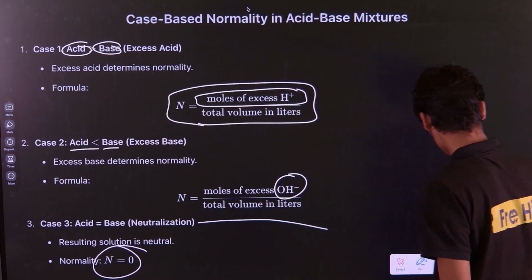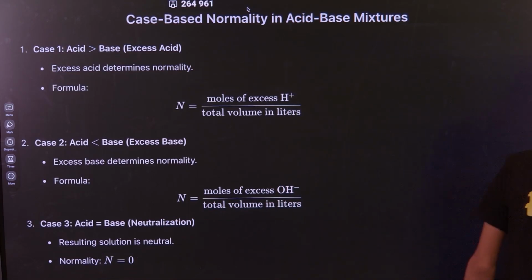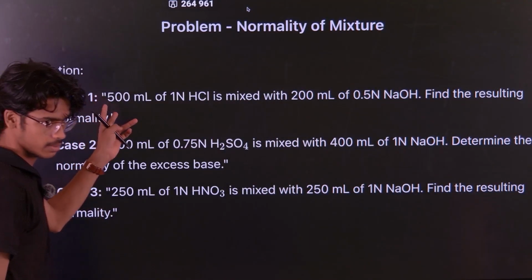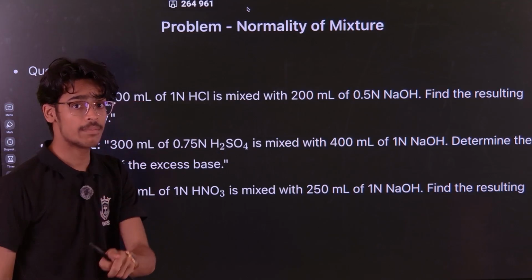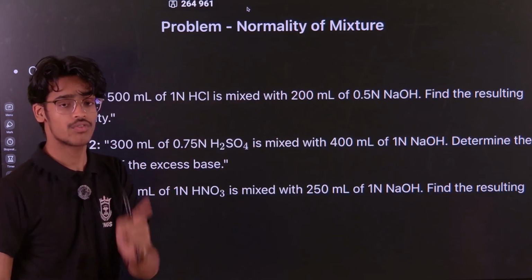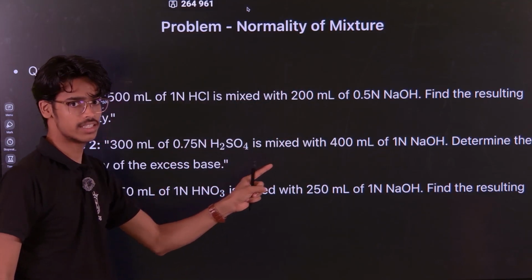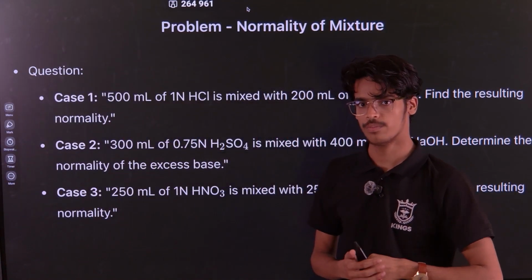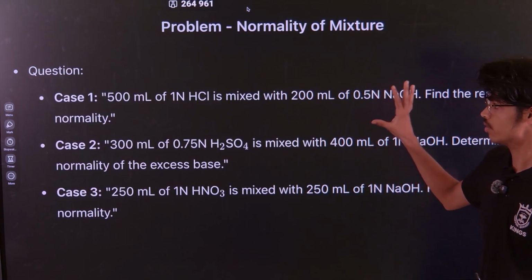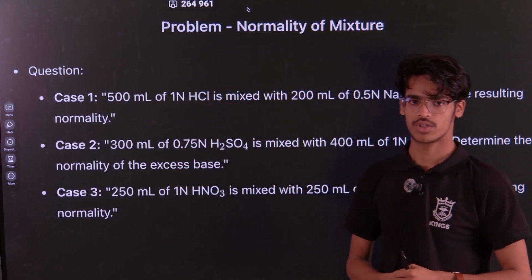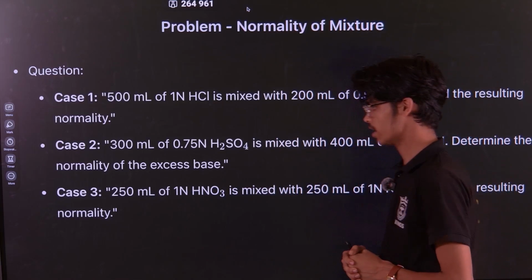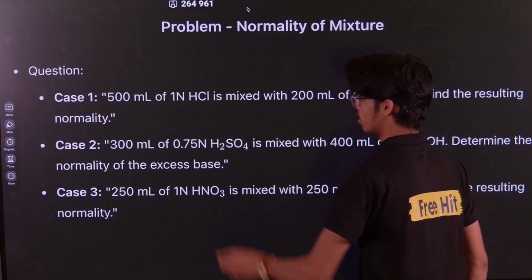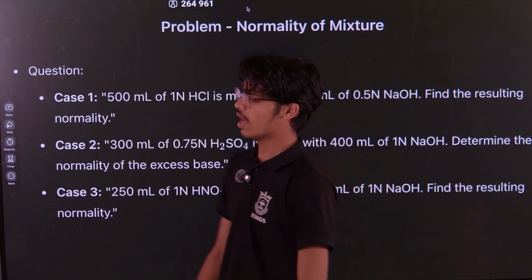Understandable? If you want to do some questions, in the last slide I have given you some questions based on all 3 cases: case 1, case 2, case 3, where the number of gram equivalents of acid is more than base, the number of gram equivalents of base is more than acid, and the number of gram equivalents of acid is equal to base. I hope I am clear. I want you to solve these questions and comment down the answers, whether the solution is acidic or basic. Now find out the normality, and that was it for today.